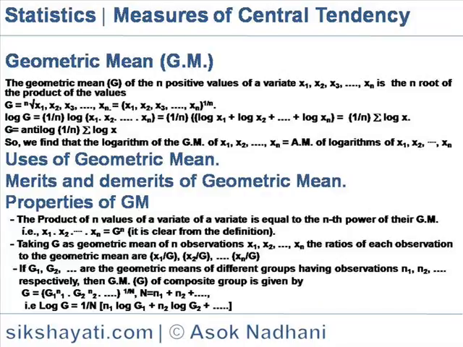If G1, G2 are geometric means of different groups having observations n1, n2, like this, the geometric mean G of the composite group is given by G is equal to G1 to the power n1 into G2 to the power n2, raised to the power 1 by n, that is the nth root, where n is equal to n1 plus n2 plus n3 up to. So log G is equal to 1 by n of n1 log G1 plus n2 log G2, that is up to the nth term.